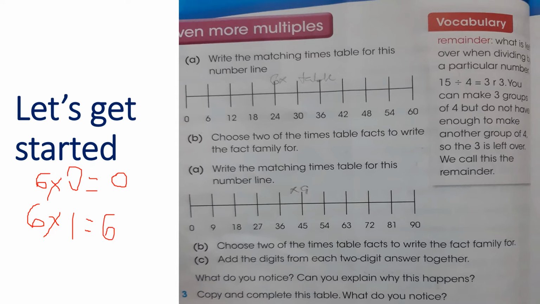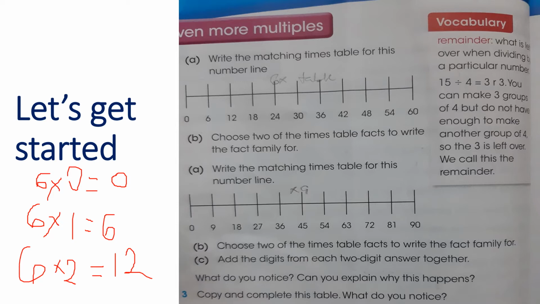So it's going to be 6 multiplied by 2 equals 12. What's the next one? 6 multiplied by what? The next will be 6 multiplied by 3 equals 18. So you're expected to write the times table up to the time when your answer will be 60, and that will be on 6 multiplied by 10. So continue like that till you get to 6 multiplied by 10. That means you have written the matching times table for the number line.